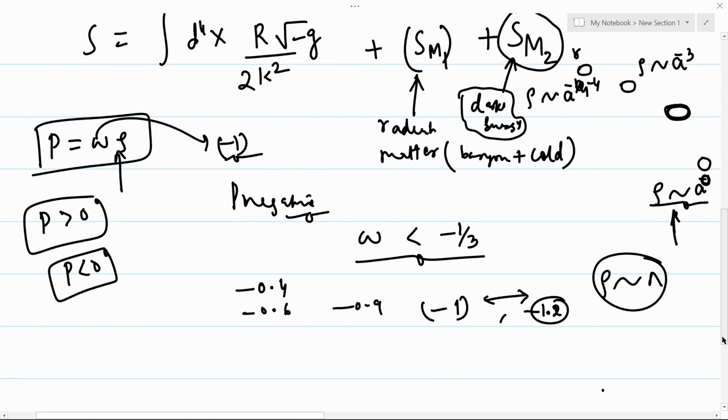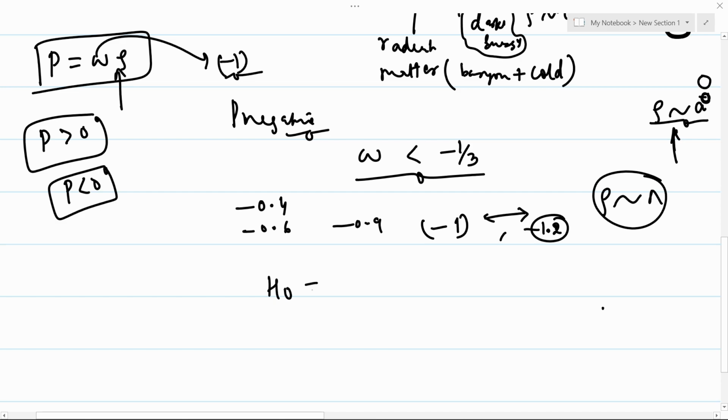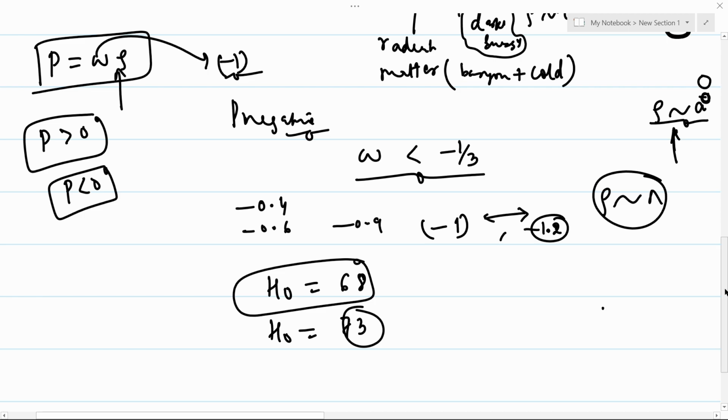Okay, so when we model everything in terms of fluid, it came out that H0 has some kind of a property. From indirect measurements we are getting around 68, or let us say 69, and from direct measurements we are getting around 73. Now there are so many ways.